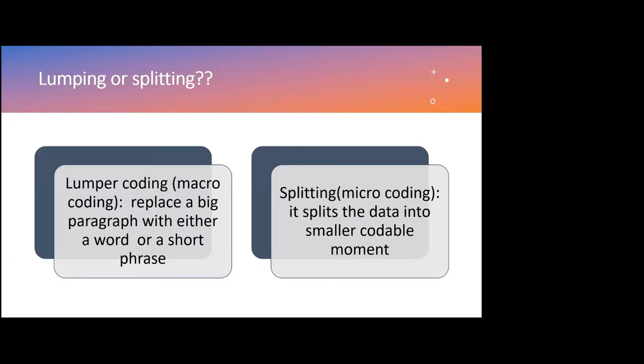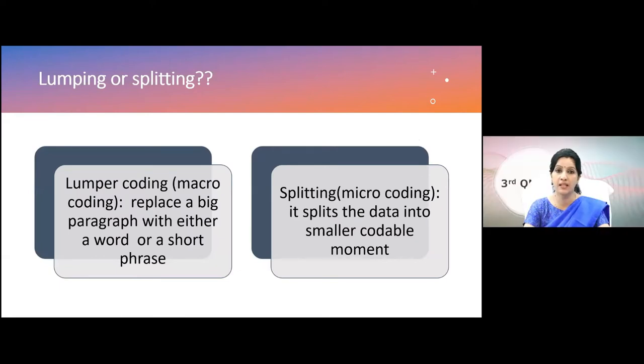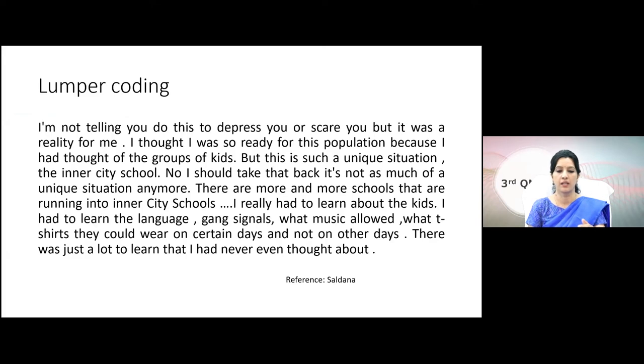Now, there are two types of coding. There is lumping and there is splitting. What do we mean by lumping coding? Another name for lumping coding is macro coding. We will see the example. In this case, we replace a big paragraph by a short word or a phrase. Whereas splitting is micro coding. We break the verbatim into small pieces, small coded content. That is the splitting.